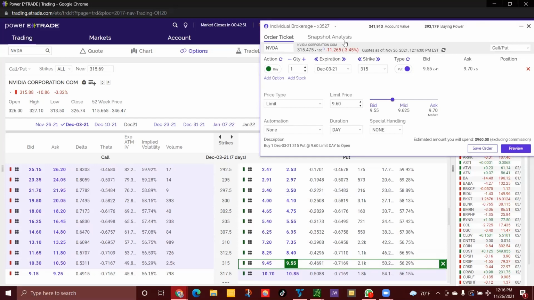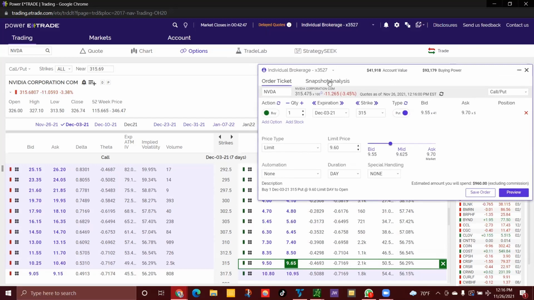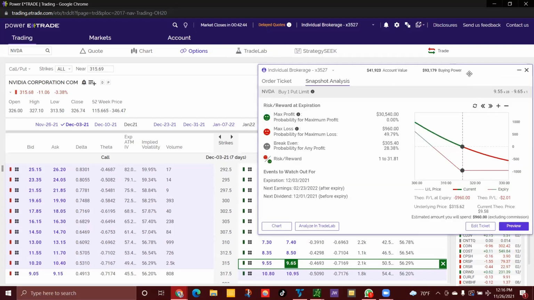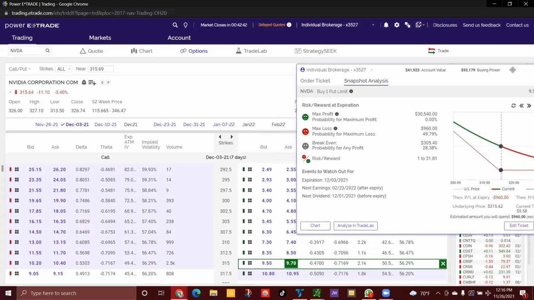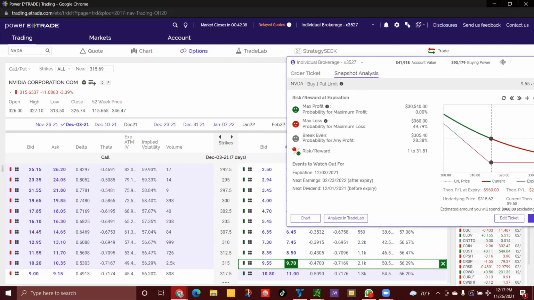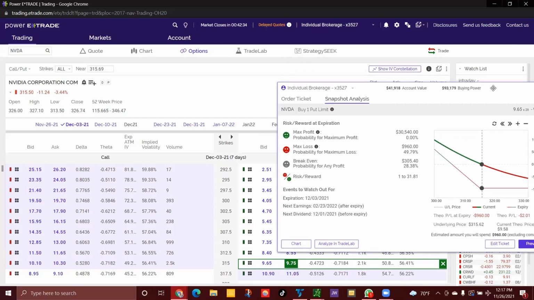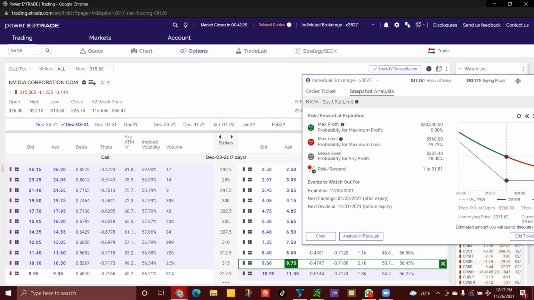Now if we do our snapshot analysis, it'll do the math for us. See if we were right. What did I say? If next Friday NVIDIA is not at 305 or lower, we lose money. Is that what I said? Okay, yeah. Now look at what it says here. What's our break even? 305. There you go. Nice. So that's how you can quickly do the math with options using your contract price and the strike price.